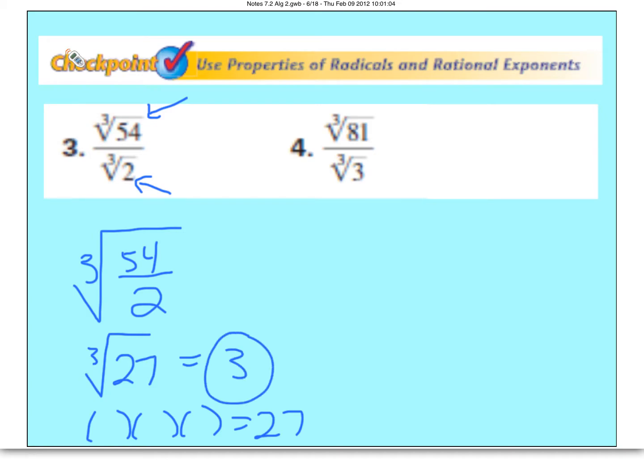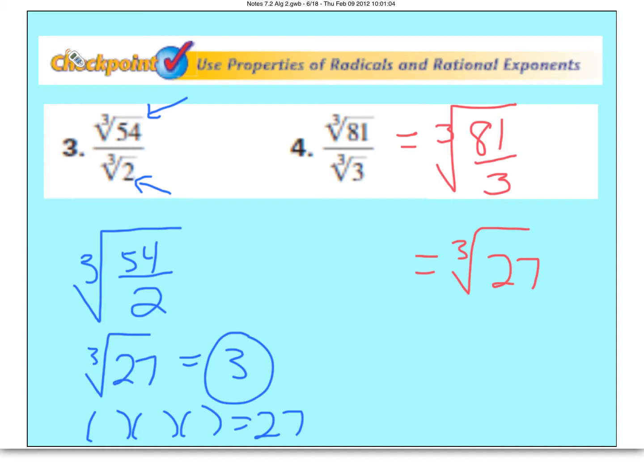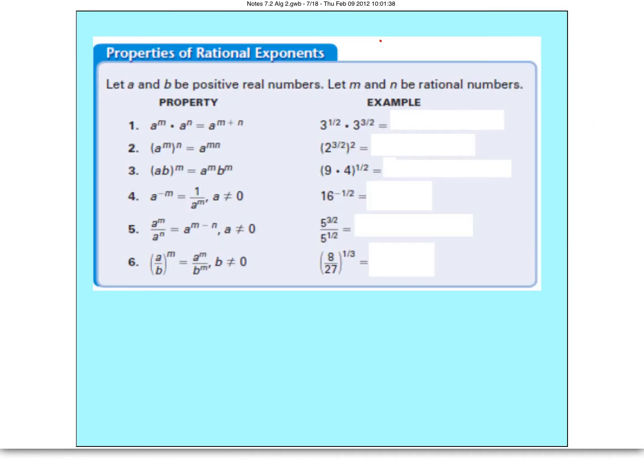Again, these two numbers here, 81 and 3, neither of them have their own cube roots, but I can bring them together under the same radical symbol. So I'll do 81 divided by 3. 81 divided by 3 is 27. Well, we just found this one out. The cube root of 27 is 3. So both of these actually have the same answer, even though they look completely different. So let's look at some more specific properties here.